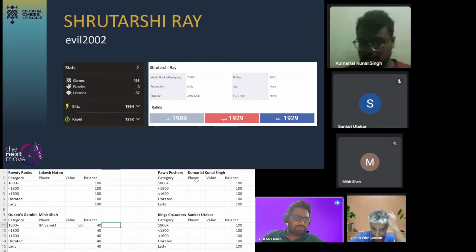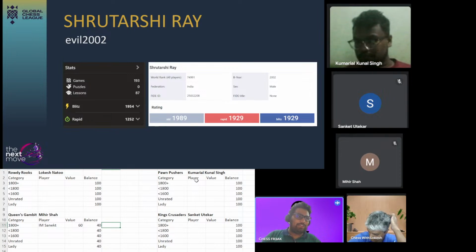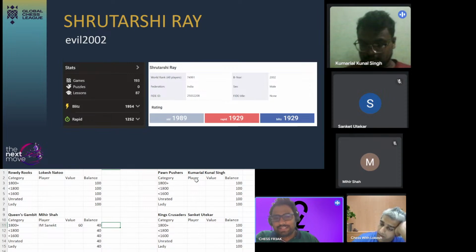And guys, to all the team owners, let me remind you, we still have FIDE Master Aditya Varun Gampa still waiting. We are doing it by lottery. He could have come this time, but we still have a FIDE Master waiting. 20 points, Pawn Pushers, Shudarshi Ray. 21 points, says Lokesh Natu, for Shudarshi Ray. 25 points, says Kunal Singh for Shudarshi Ray.